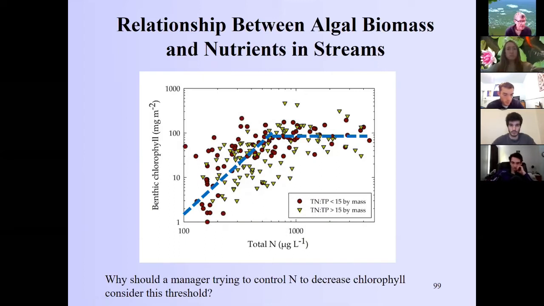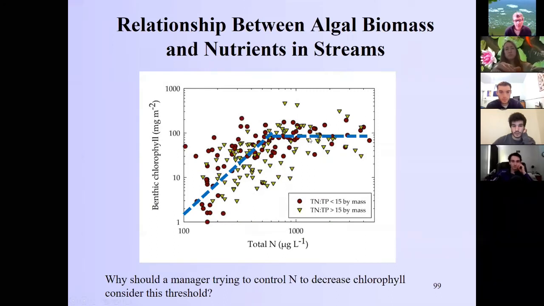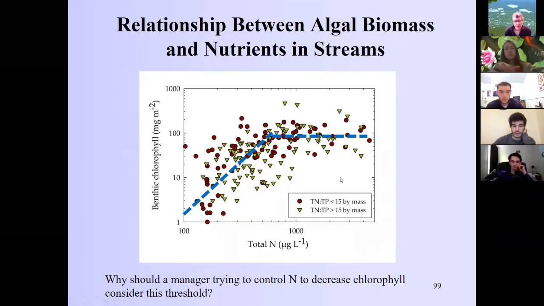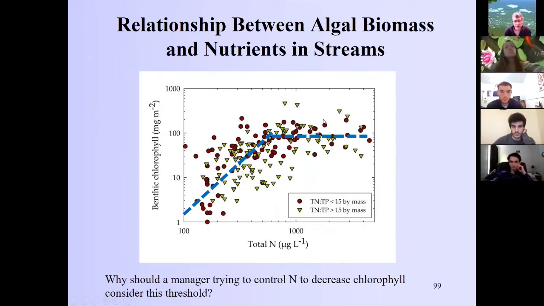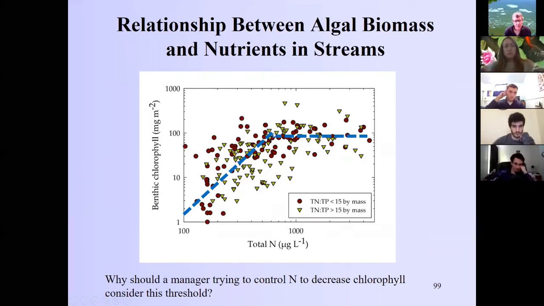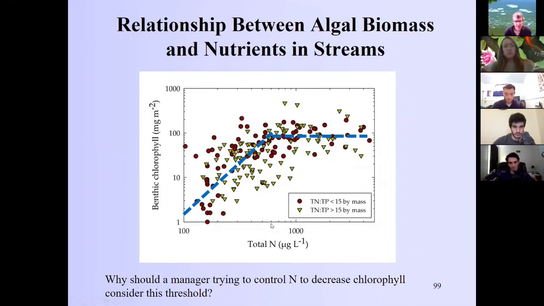So here's the first question of the day. Why should a manager trying to control nitrogen to decrease chlorophyll consider this threshold? Let's just say we've got two examples. We have a manager with a stream up in here that's at 2,000 micrograms per liter total nitrogen, and wants to bring it down to 700, or another manager that's at 700 and wants to bring it down to 100. Which one do you think is going to be useful of those two?